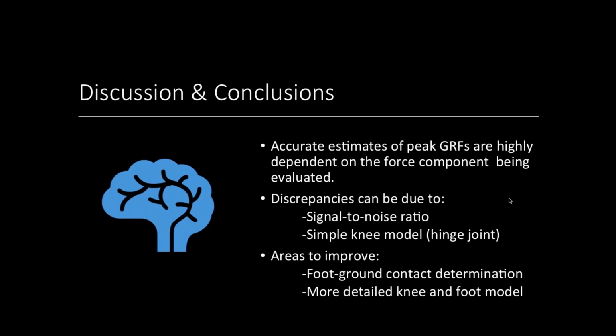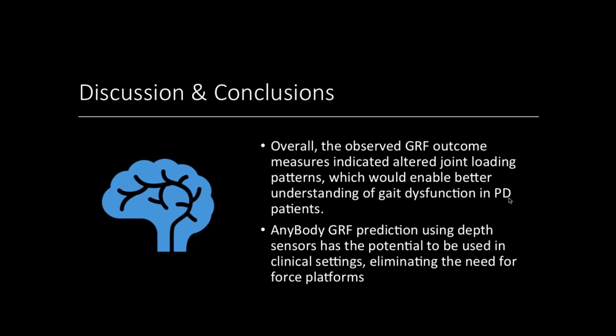So areas to improve in the future are to use more detailed knee and foot models. Also, the contact parameters, as I mentioned, can be changed or improved further to improve those inputs and result in a better prediction. Overall, the observed ground reaction force outcome measures indicated an altered joint loading pattern, which can enable better understanding of gait dysfunction in PD patients.